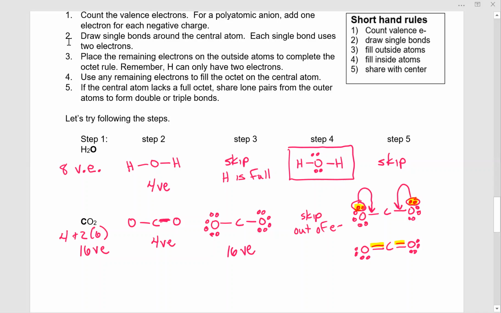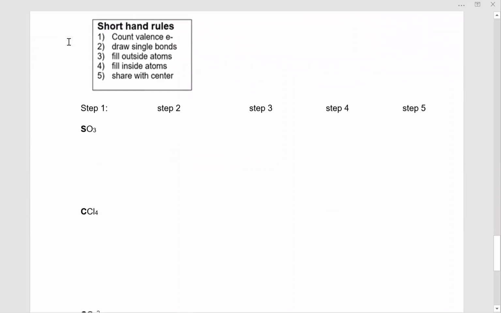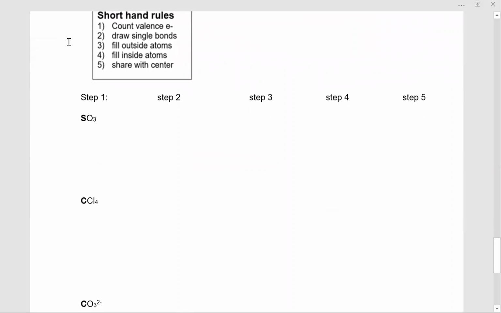All right, we're going to do some more. Got the shorthand rules up at the top. We're going to do SO3. So the first thing we do is count the valence electrons. So we have 6 from sulfur plus 3 times 6 from the 3 oxygens for a total of 24 valence electrons. That's my budget.